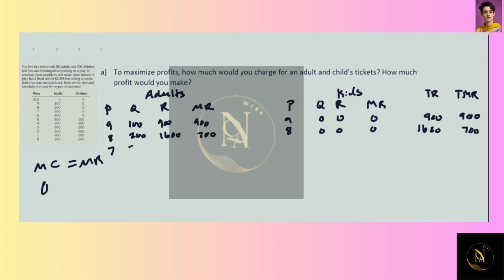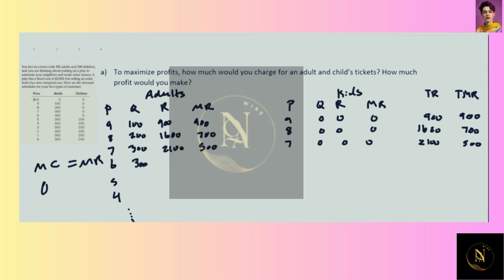And then at 7, we see 300 people will go. That's 2100 in revenue, 500 for marginal revenue, and at 7, we still have no children that go, so we have 2100 and 500. So then we're going to do 6, 5, and the last one we're going to do is 4 because that's the only one that's relevant for the question, but you should continue when you do this by yourself to fill out the remainder of the table.